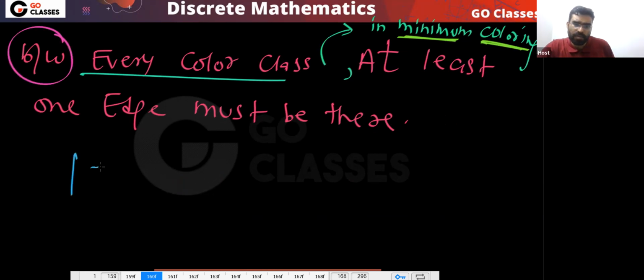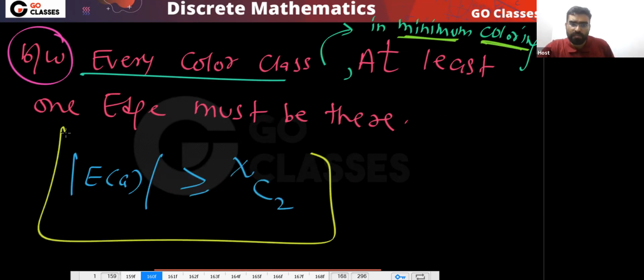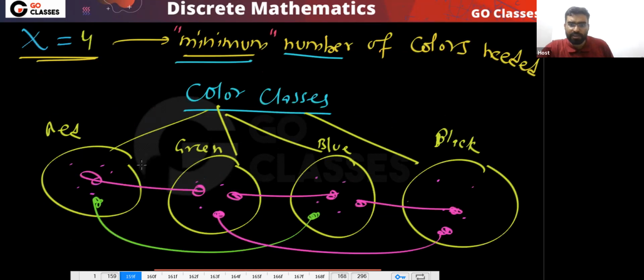So what can I say about the number of edges? At least how many edges must be there? So chromatic number C2. Yes or no? Between every two there should be an edge. Okay, so how many color classes are there? These many color classes you have.